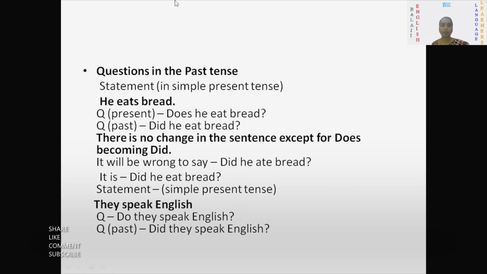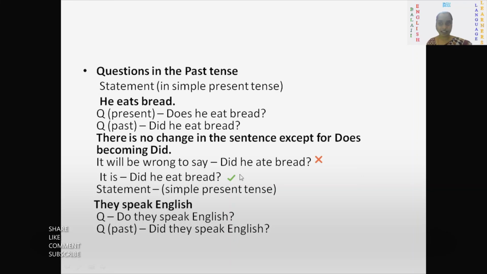So it will be wrong to say, did he ate bread? See, this is completely wrong. Why is it wrong? Because in the past we have to use did, correct? But ate is wrong. We have to use eat. Then it is, did he eat bread? That would be correct. Why would it be correct? Because it is in simple present tense, we use the form of verb eat. That is V1.